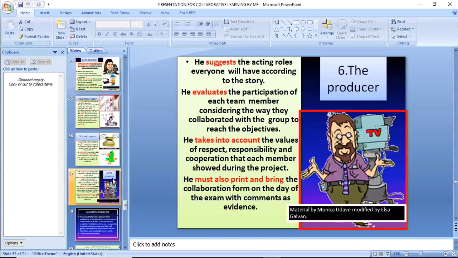And we have the producer. The producer is going to check that everyone is participating with values of respect, collaboration, etc. He's like the boss. He's going to tell, for example, you have to share your ideas with the others. For example, there's someone that's always the strongest member, and he wants all his ideas to appear on the presentation, but the producer will say, so and so has also important ideas, and let's take them into account.